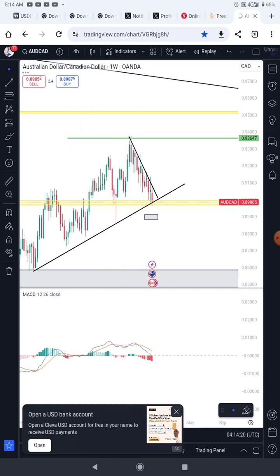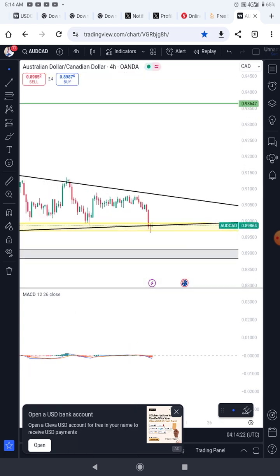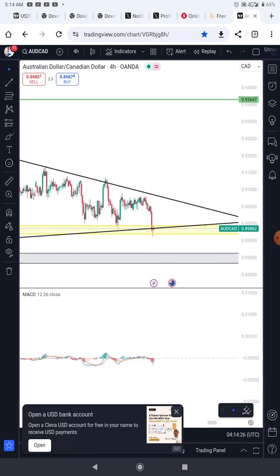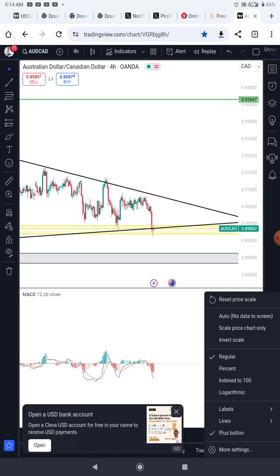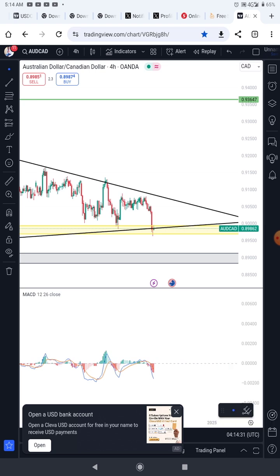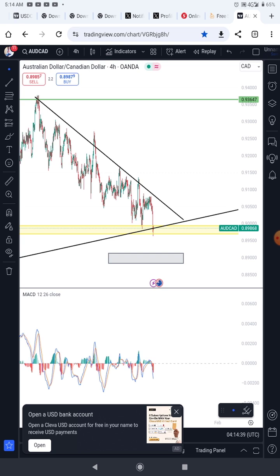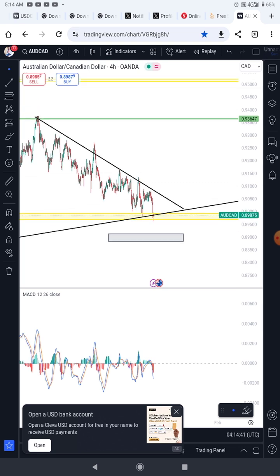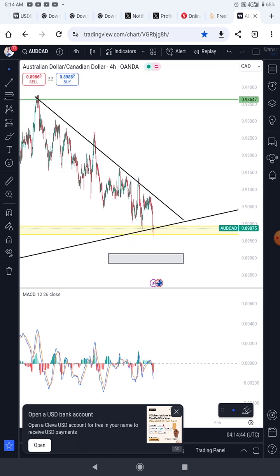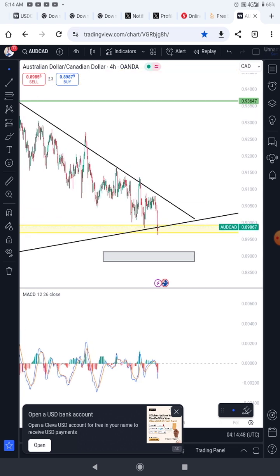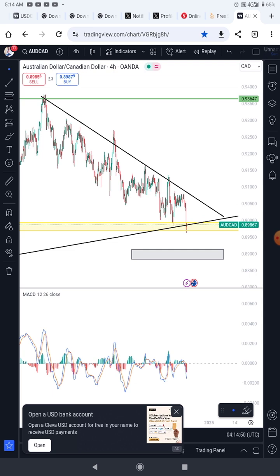Okay. Now there are some things I find interesting here that are giving me a signal that this price will possibly go up from here, right? Now, I also put into consideration the idea of Elliott wave, right?